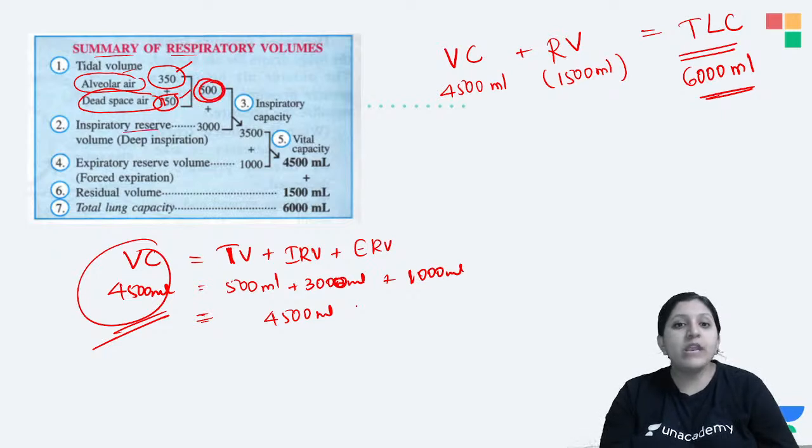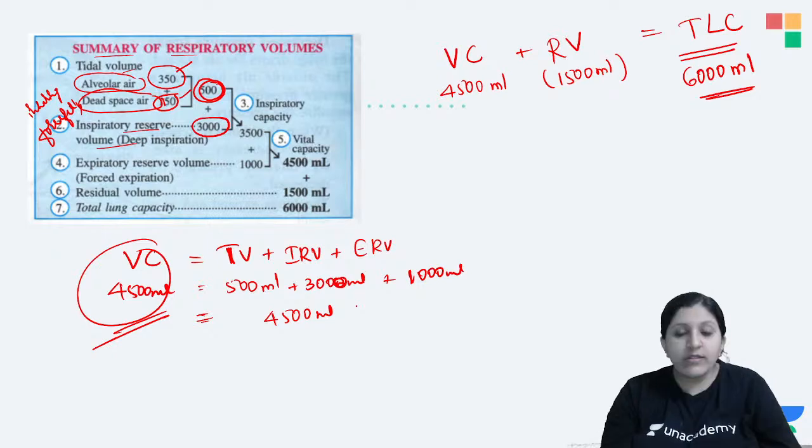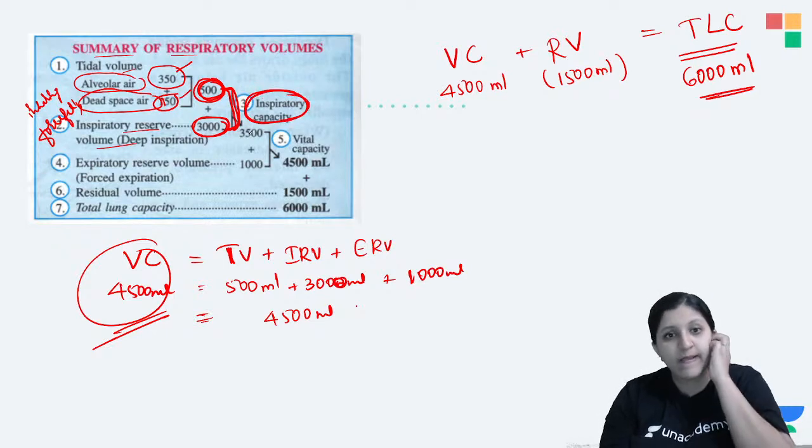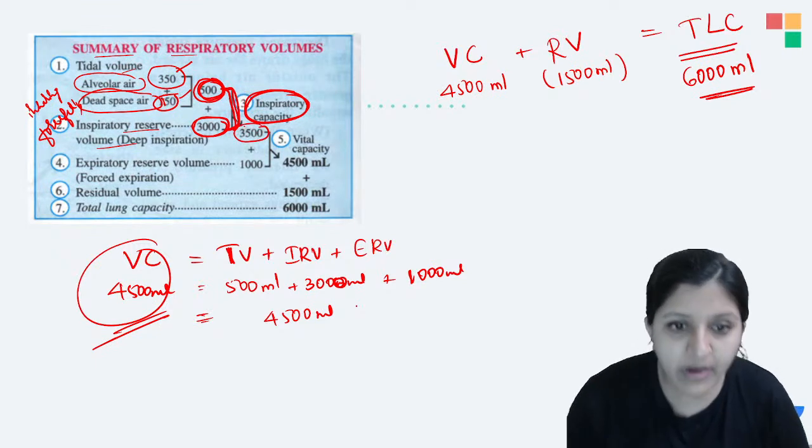Now the inspiratory reserve volume is what you get when you inhale forcefully, and that is about 3000 ml. Now we want to know the inspiratory capacity. That is the tidal volume along with the inspiratory reserve volume, combined together. Inspiratory capacity is about 3500 ml.